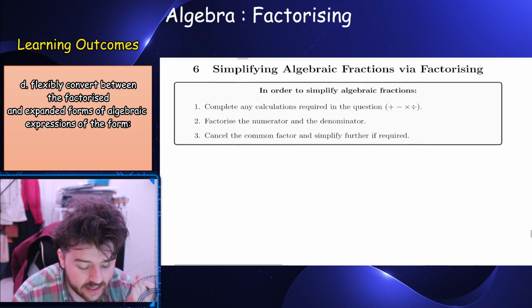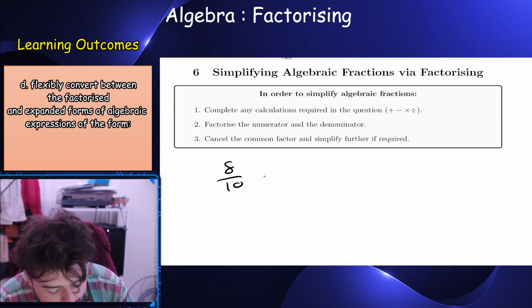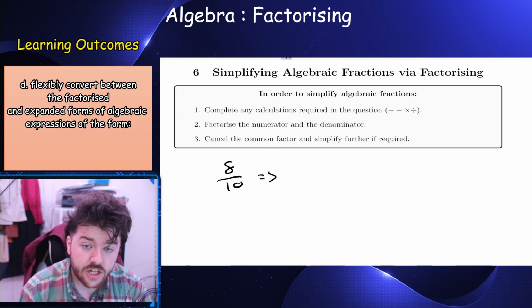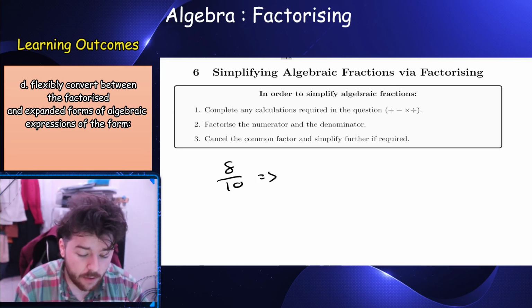So what do we mean by this? So let's just recall back on how we simplify fractions in general. I have an 8 over 10. How do I simplify a fraction? Well, I find the highest common factor of the 8 and the 10 and divide both of them by it.